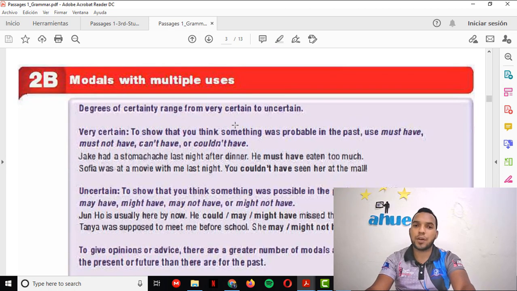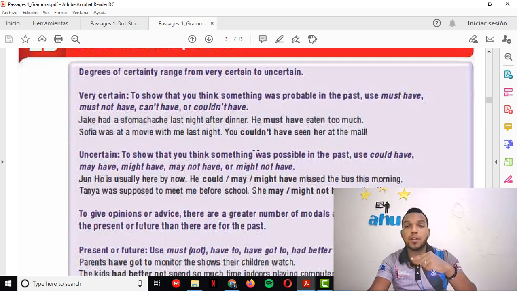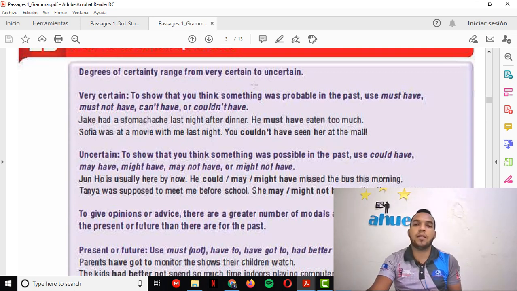Degrees of certainty range from very certain to uncertain. If you don't know what certain is, stop the video, go to your dictionary, and investigate what exactly that is. Okay, so let's just start from the top. Very certain. To show that you think something was probable in the past, we have to use must have, or in the negative, must not have, can't have, or couldn't have.